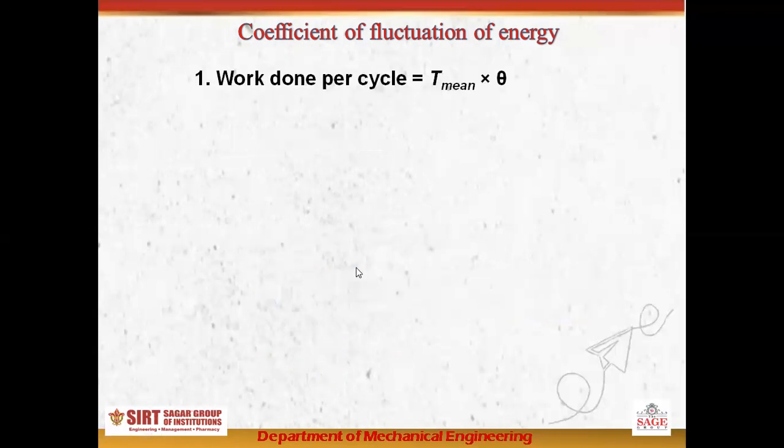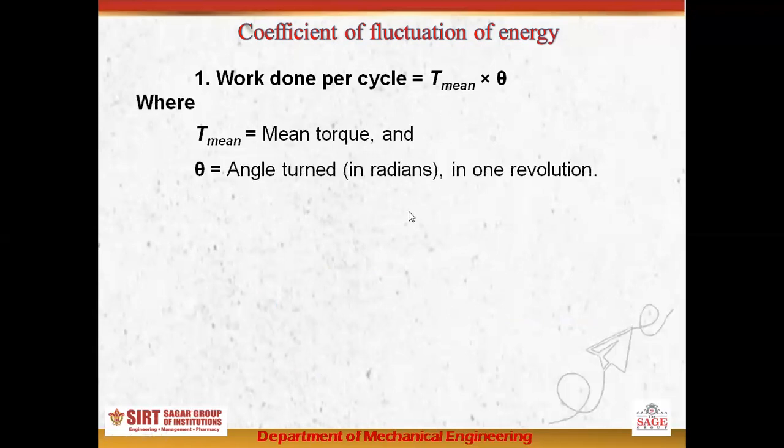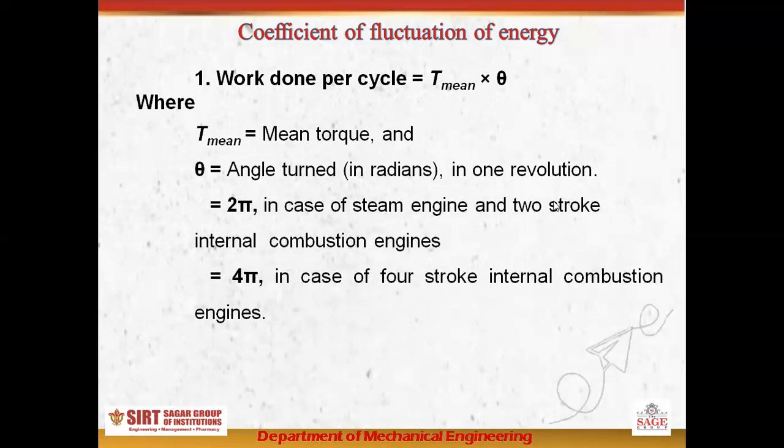So now, the work done per cycle is equal to T mean into theta. What is T mean? That is the mean torque. And theta is the angle turned in one revolution. The value of theta is equal to 2 pi in the case of the steam engine and 2-stroke IC engine, and 4 pi in the case of the 4-stroke IC engine.